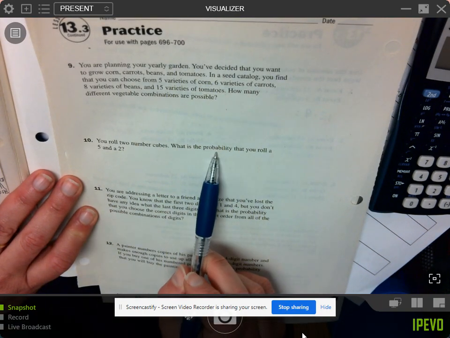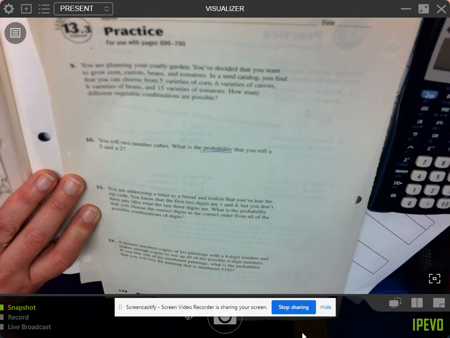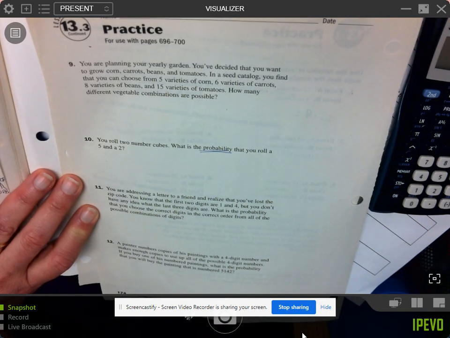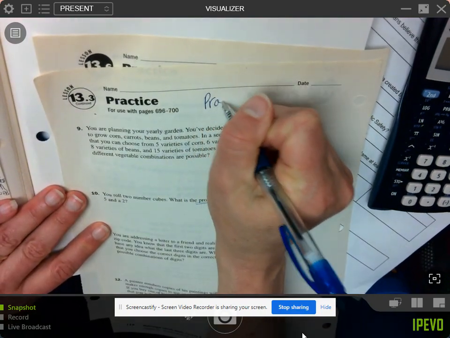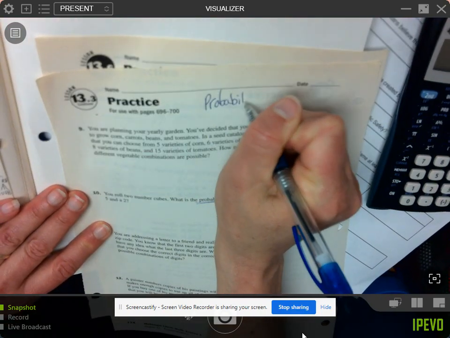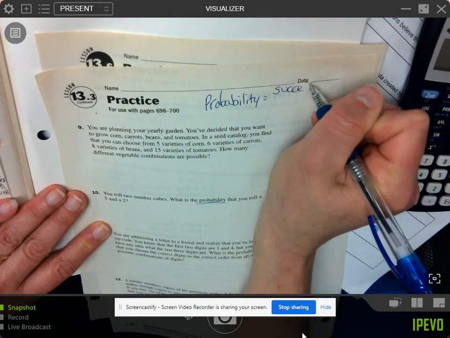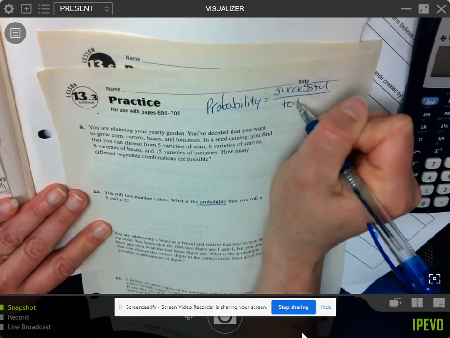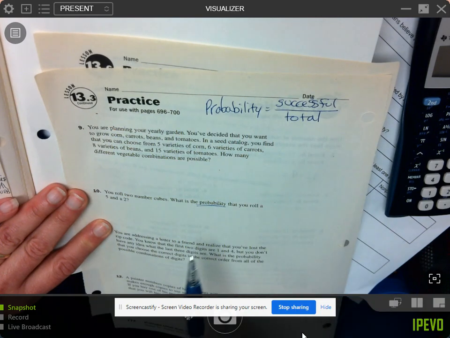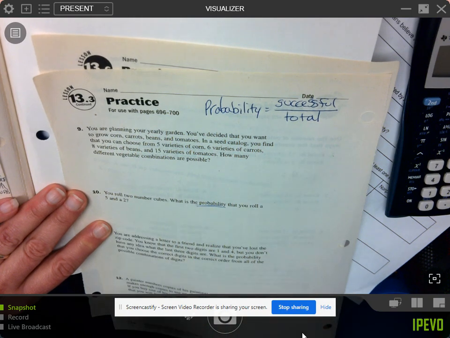Be careful when it says probability. That's when you have to do successful over total. So remember, put at the top of your page, probability equals successful over total. You'll have to figure out how many successful outcomes there are and what our total number is.